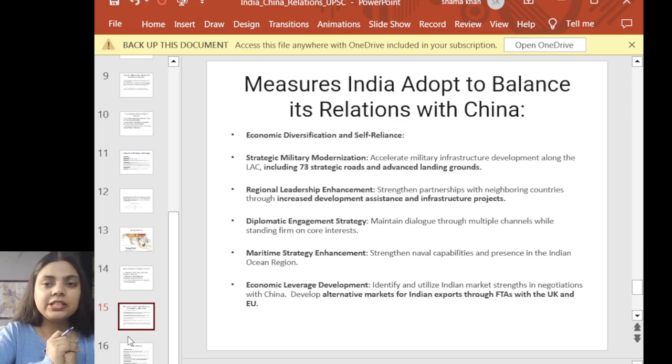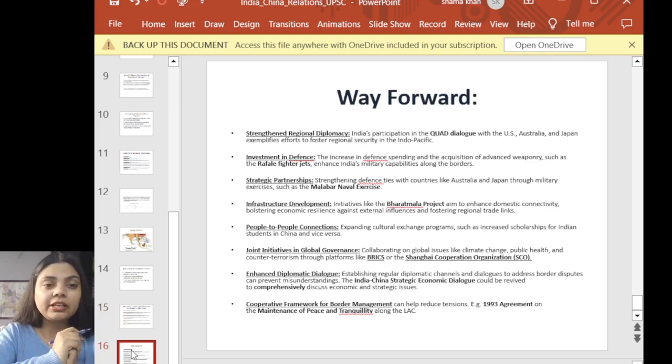Next we can see regional leadership enhancement. Diplomatic engagement is another area of dialogue through which we can develop a balance between India and China relationship. Next, people to people connection, like I have explained earlier: yoga, Ayurveda and the presence of Bollywood. Infrastructure development I already explained. I explained the strategic partnership like the Malabar naval exercise. We can have enhanced diplomatic dialogue between India and China. These are the points which I have mentioned here, which we can use to balance the China and India relationship and to have peace in this region.